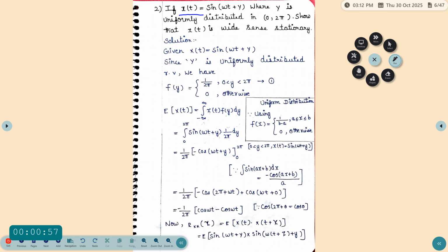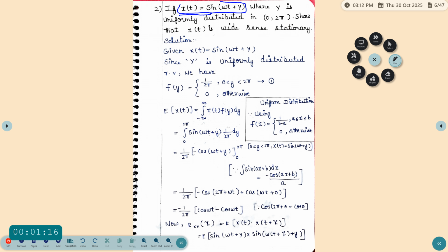X(t) is a random process. Random process means a random variable with time t is a random process. It is denoted as X(t), it may be a capital X(t) or small letter x(t). X is a random variable, t is time. So X(t) = sin(ωt + Y).